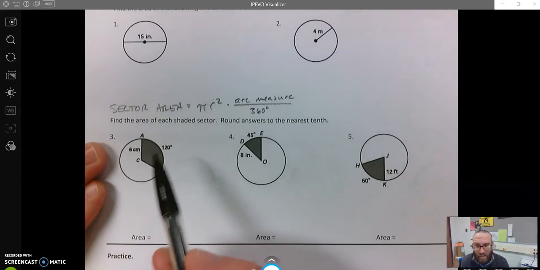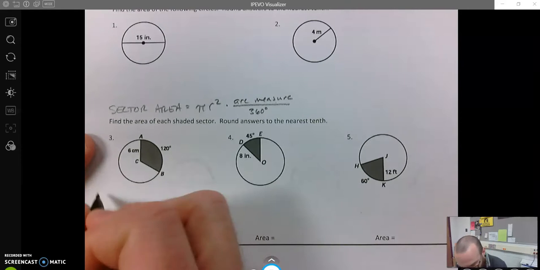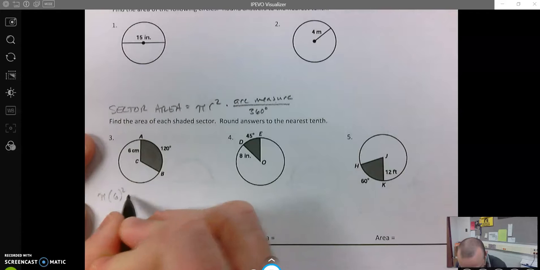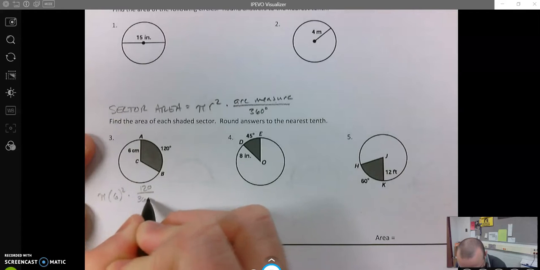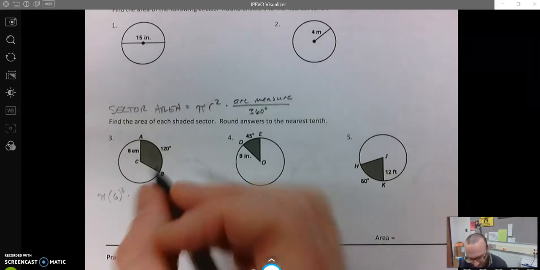Okay? When I'm looking at the shaded section, I have a radius of 6 centimeters, and that arc measure is 120 degrees. It's labeled for me right there. So pi times 6 squared times 120 over 360. Same pattern as we saw before, different formula. And now I'm going to do the 6 squared in my head and just do 3.14 times 36 times 120 over 360. You don't have to do that in your head. I just did because I think that's a little bit easier typing it in my calculator.